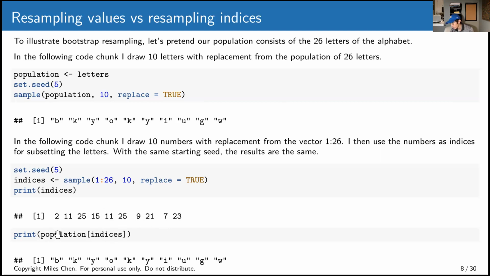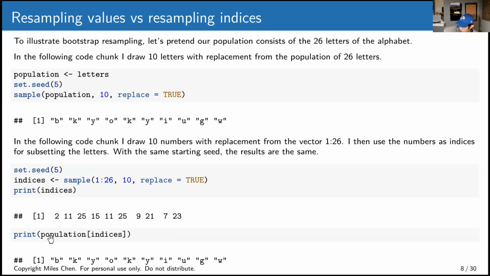And then I'm going to take the population, which is my alphabet, A through Z, and subset it using these indices that I've resampled. So the second letter in the alphabet is B, the 11th letter is K, 25th letter is Y, 15th is O, 11 is K, 25 is Y, 9 is I, and so on and so forth.